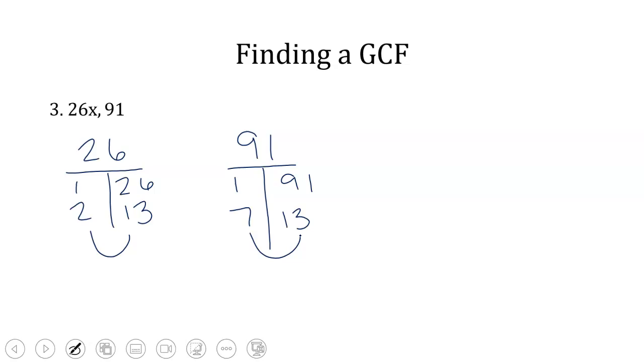So what are the common factors? I have 1 and 13. What's the greatest common factor? I have 13. Now, if you notice, 26 has an x, but 91 does not have an x. So is x common? No, so we leave it off. It has to be common for GCF, common factor.